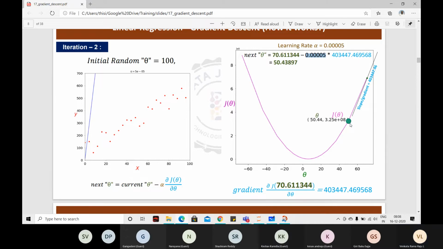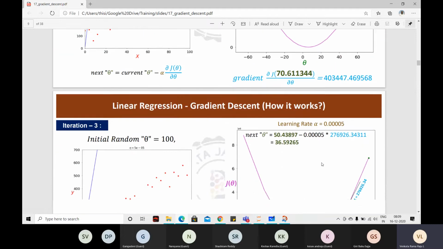Theta. Yeah, theta became 50. Okay. Theta is the one which is reducing, right? At every theta, we are calculating the slope and trying to reduce it. Sorry, the statement was wrong. In the direction of the slope, we are trying to reduce the theta. So I reduced theta, it became 50, right?